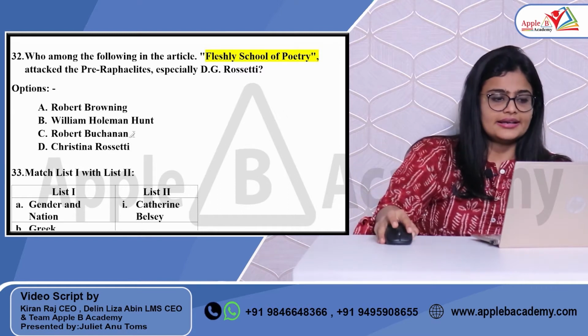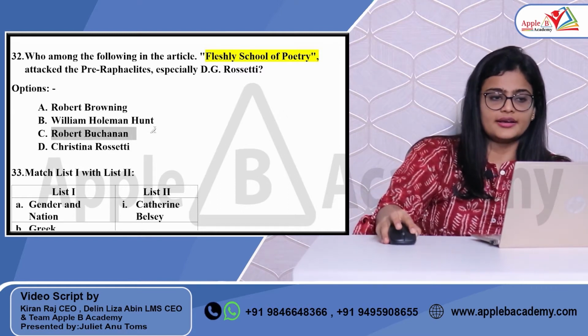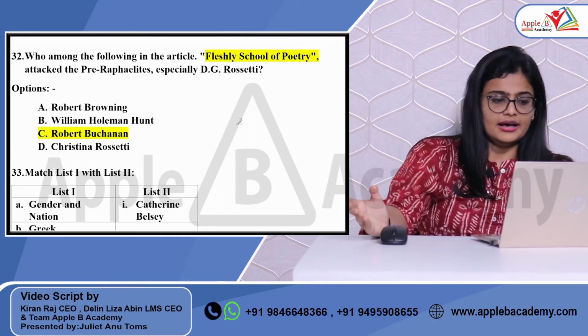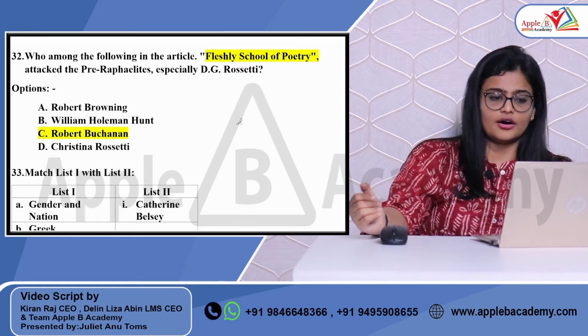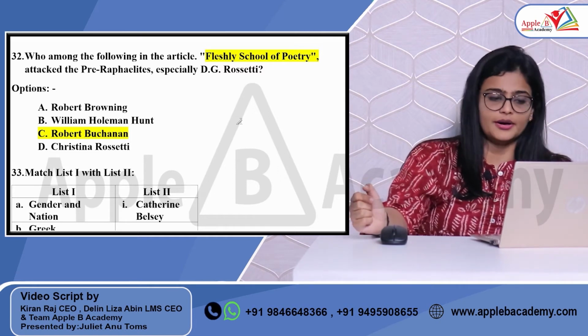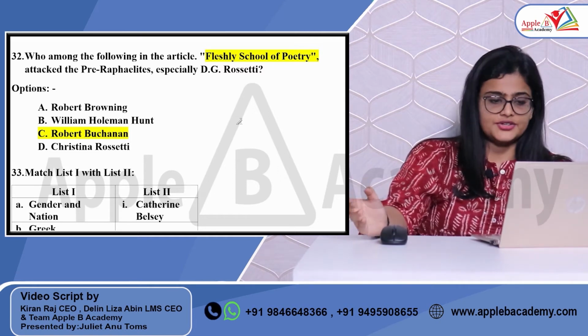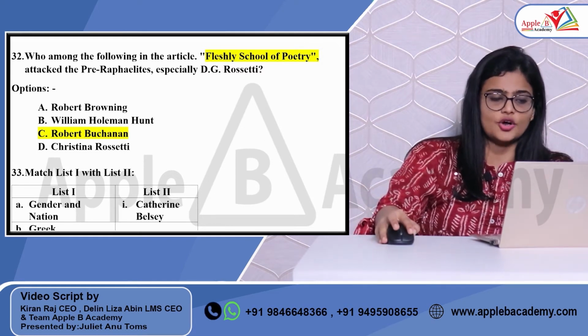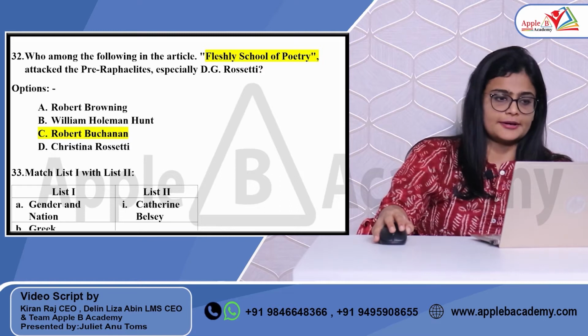Fleshly School of Poetry. So here the correct answer is Robert Buchanan, because Robert Buchanan accused writers like D.G. Rossetti, William Morris or Swinburne of immorality, and that too in the article The Fleshly School of Poetry. So the correct answer is option C, Robert Buchanan.